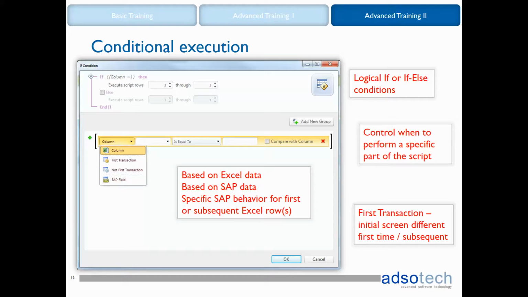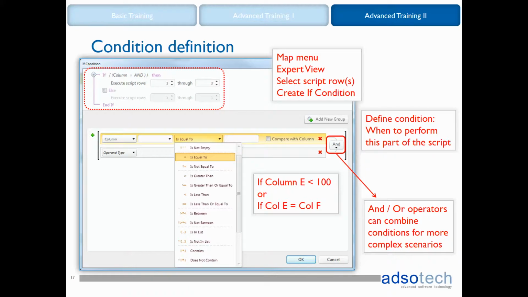Define the rest of the sentence with a reference to the appropriate column or SAP field, a logical operator, and a comparison value. The comparison value can also be a value in your Excel template if you click on the Compare with Column tick box. When a simple, straightforward if sentence is not enough, you can adjust to more complex scenarios by combining sentences with and/or operators. You can even group the sentences and use and/or operators between the groups.